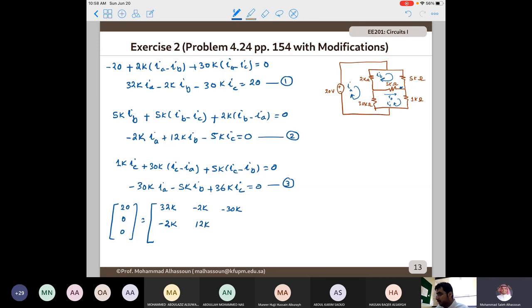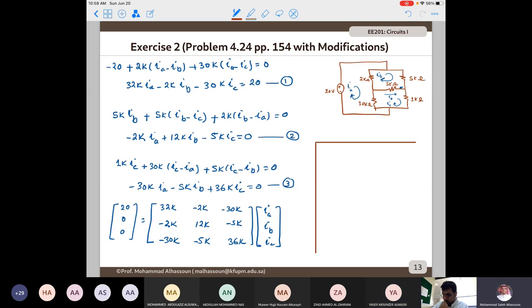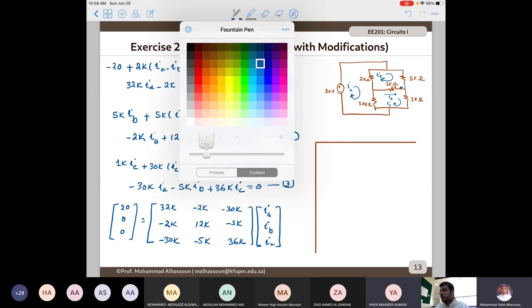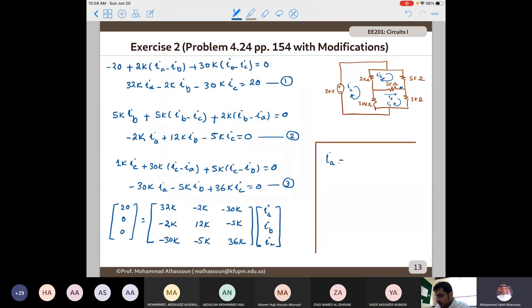So have you checked the way of solving this problem using your calculator? Yes. So the maximum you can get is 3 by 3, right? So what happens if you have 4 by 4? I think we need to find the determinant. So we can eliminate one equation, and if you eliminate one, you will get a 3 by 3 system and you can solve it. Okay.